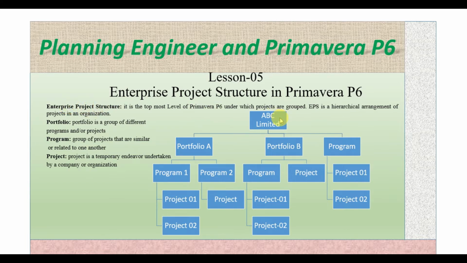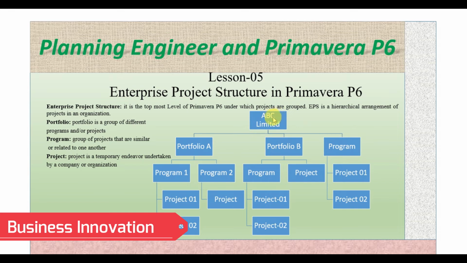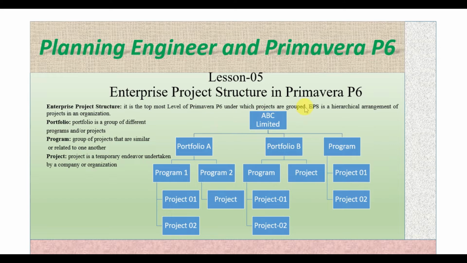This is actually the structure of the project within an organization. For example, here we have one organization which is ABC Limited. So in this ABC Limited, how we are organizing our projects, it will be in the form of EPS, in the form of hierarchical arrangement. So hierarchical, for example, we have here portfolios in the second level, and then we have the programs, and then we have further the projects.